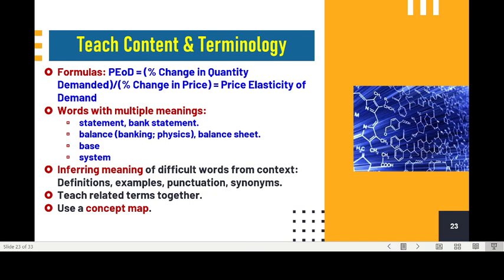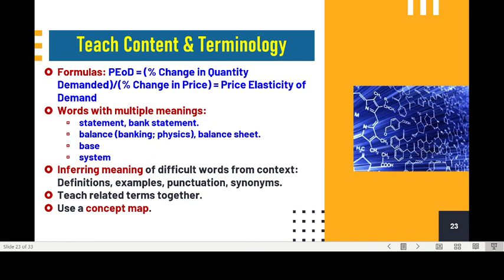The students should be able also, we should teach them how to infer meanings of difficult words from context. We don't always look the meanings of difficult words up in the dictionary. The text itself explains itself. We can find the meaning of a difficult word when there is a definition, from the examples, from punctuation marks, if there are synonyms, if there are antonyms.